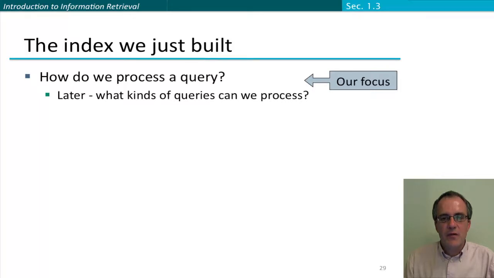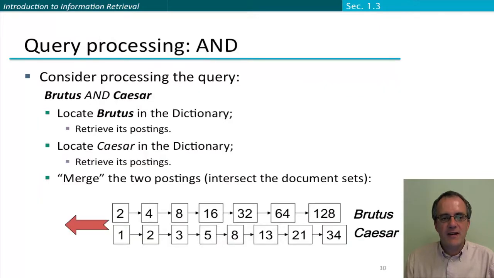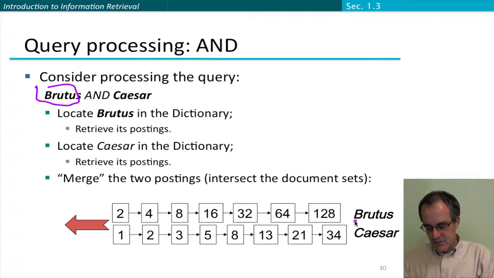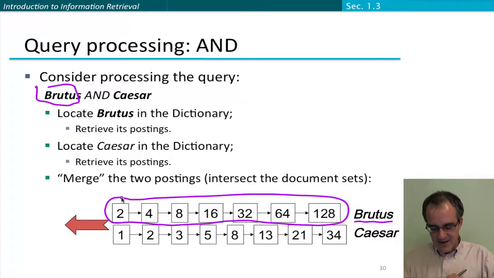So suppose we want to process a query. Suppose our query is Brutus and Caesar. Well, let me even do a simpler example than that. Suppose the very first kind of query we want to look at is just a query for Brutus. How to do that is totally straightforward. What we do is locate Brutus in the dictionary, and then we return its postings list that we look up and say, okay, this is the set of documents where Brutus occurs, and we don't need to do anything else.